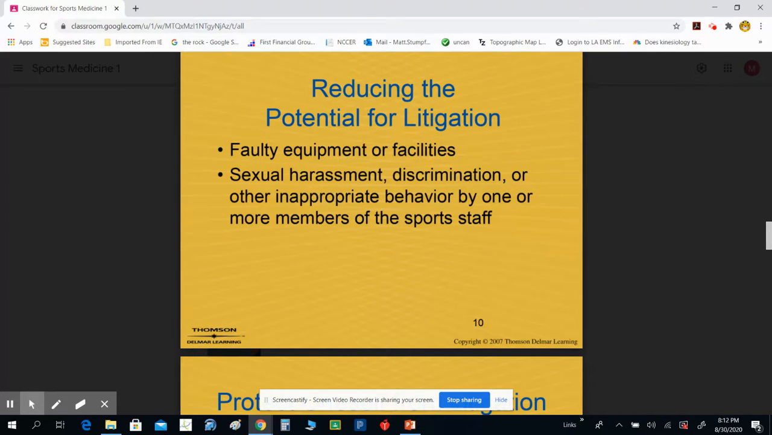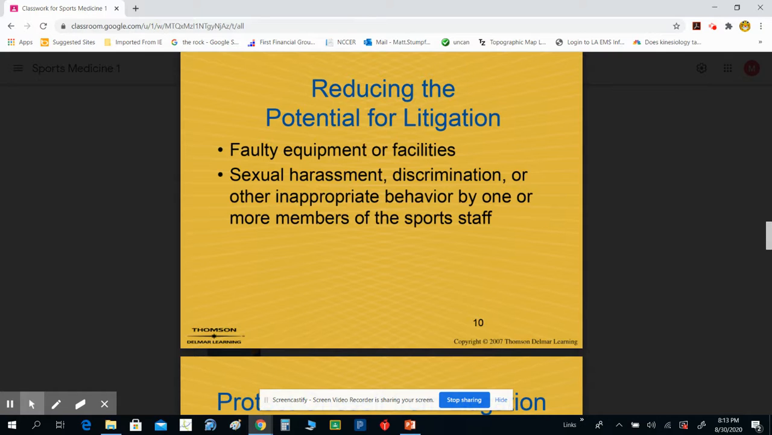All right. Another place where you're seeing a lot of lawsuits now is for sexual harassment, discrimination, other inappropriate behaviors by one or more members of the sports staff. But this is education in general. Sexual harassment, sexual abuse, that is a definitely large spot for potential litigation. And that's something that can be completely avoided.